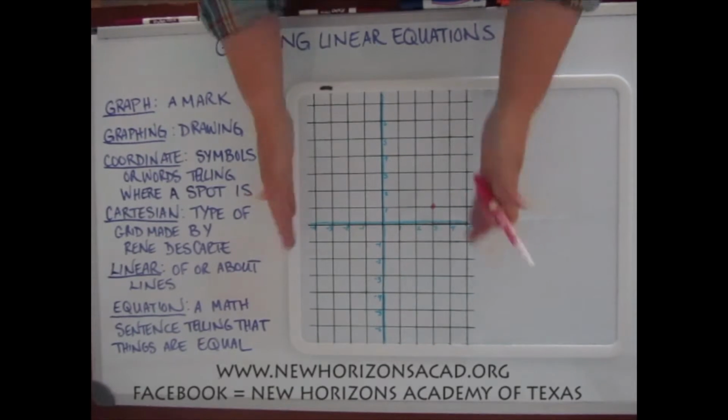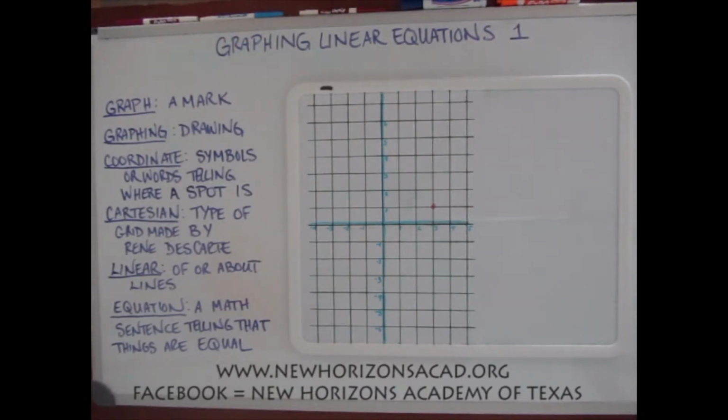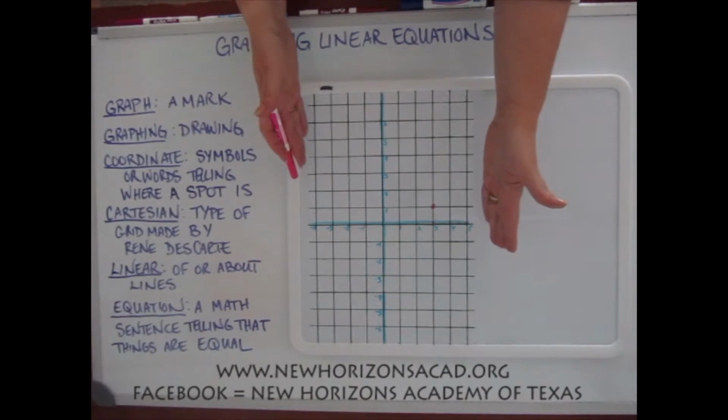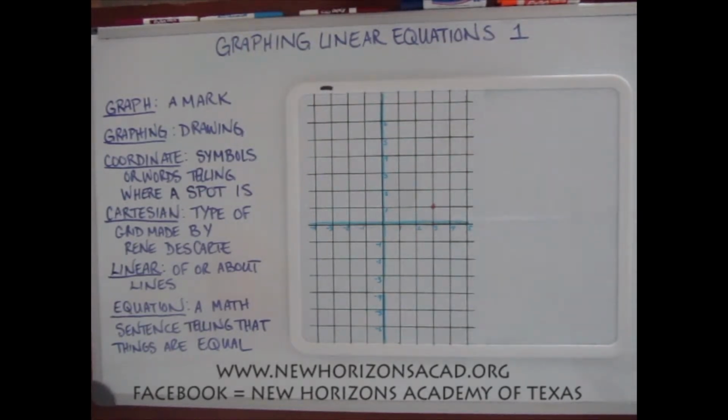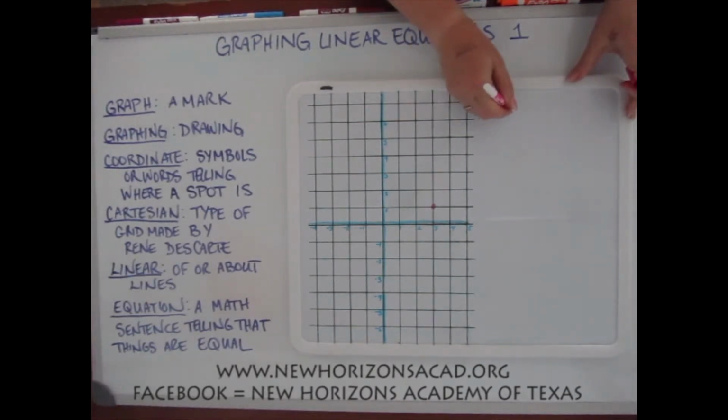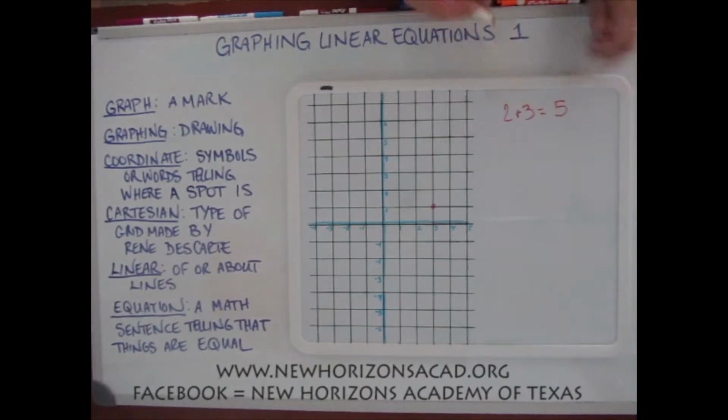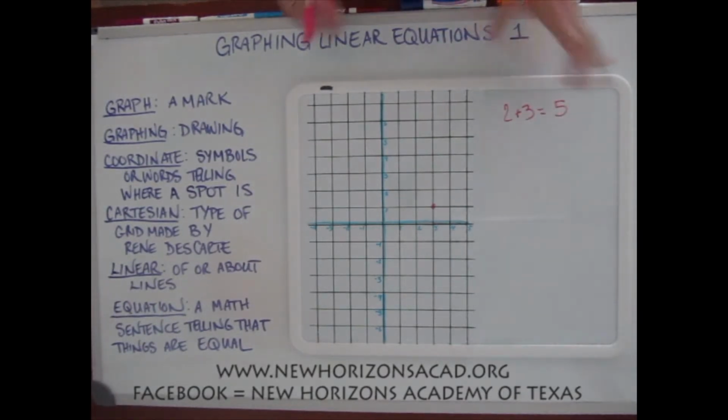Cartesian means this type of grid. It was designed by a man named Descartes, so it's called Cartesian. Linear means of or about lines. We're going to learn how to draw lines on our Cartesian grid. An equation is a math sentence that has an equal sign in it. So if I gave you something like this, that is an equation. Cool?